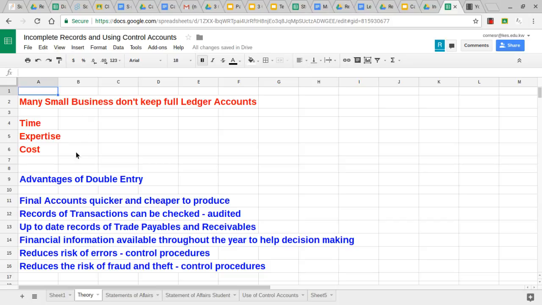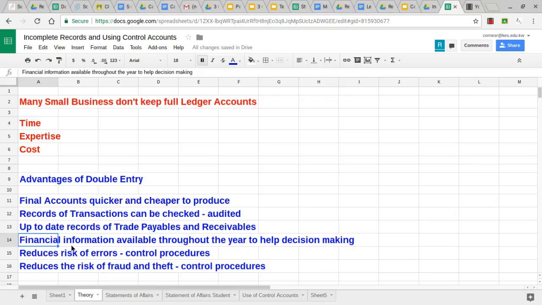There are some advantages to doing double entry, quite a common exam question. Final accounts are a lot quicker and cheaper to produce if you do full double entry. Transactions can be checked and audited, and that helps to reduce the chances of somebody stealing money from you. Really important on this, and very often the reason why businesses move over to it, is you can run off an up-to-date record of what you owe to your trade payables to make sure you pay them, and what's owed to you by your trade receivables to make sure you can collect the money.